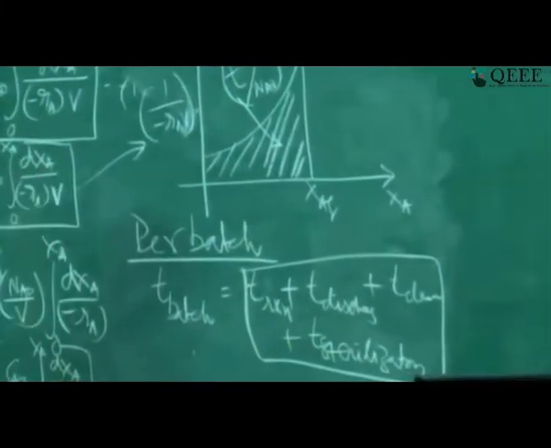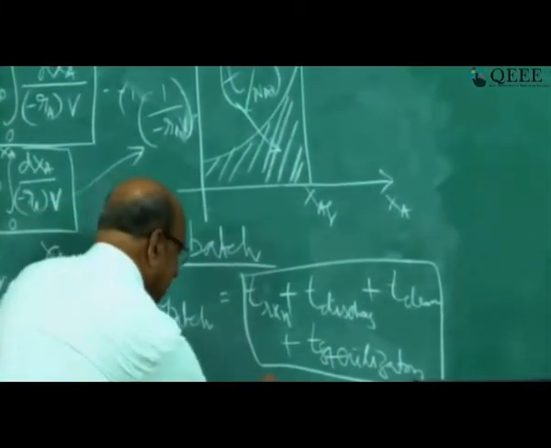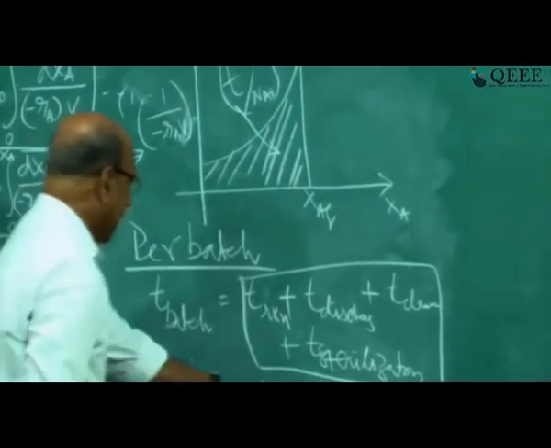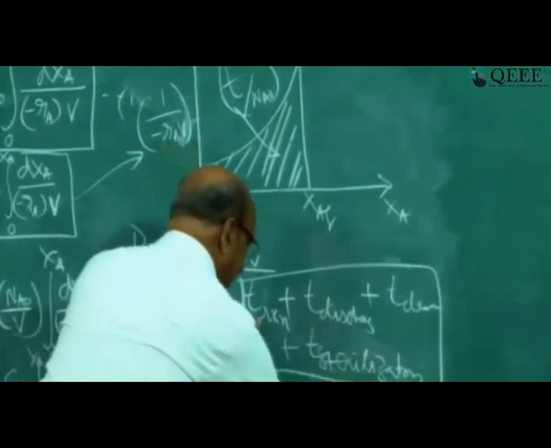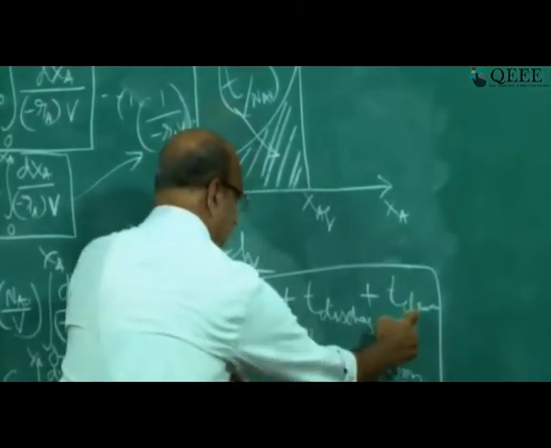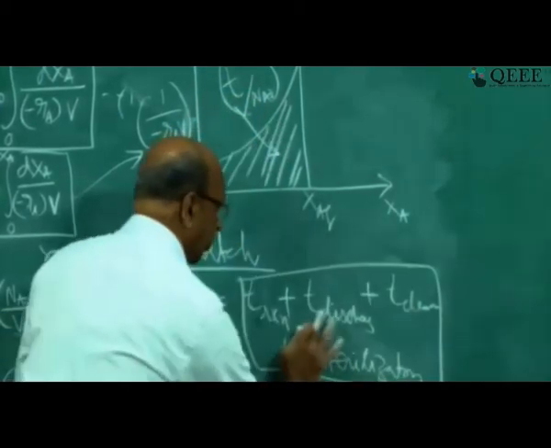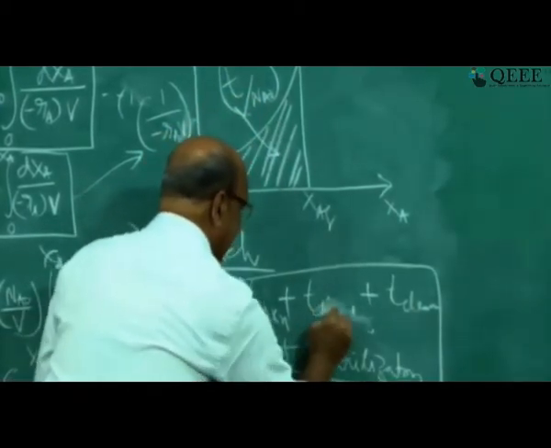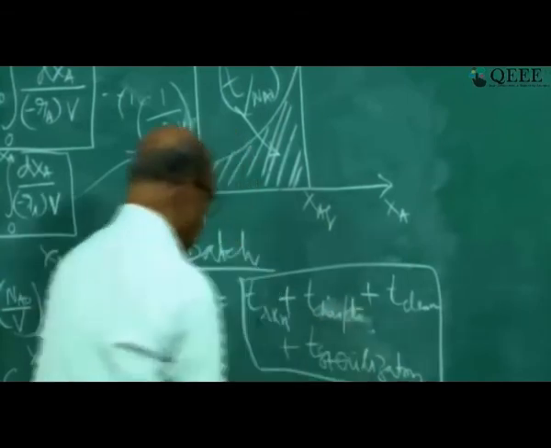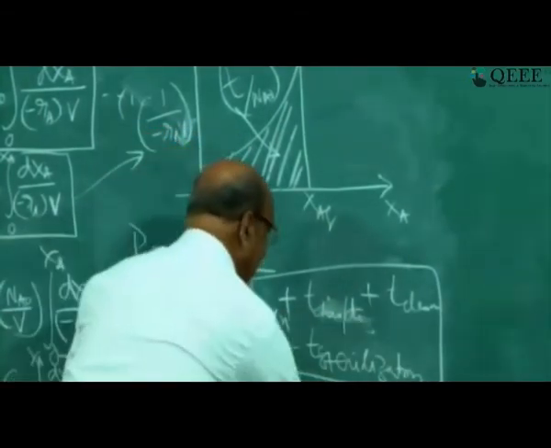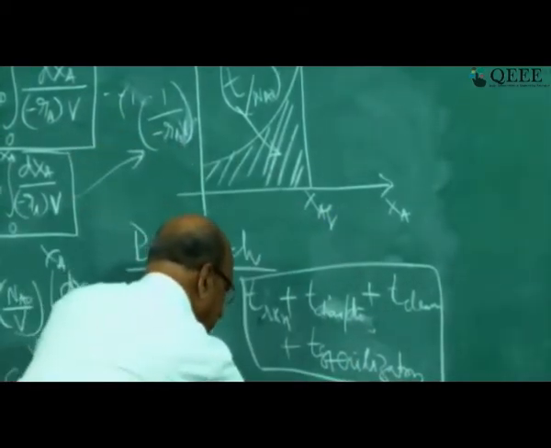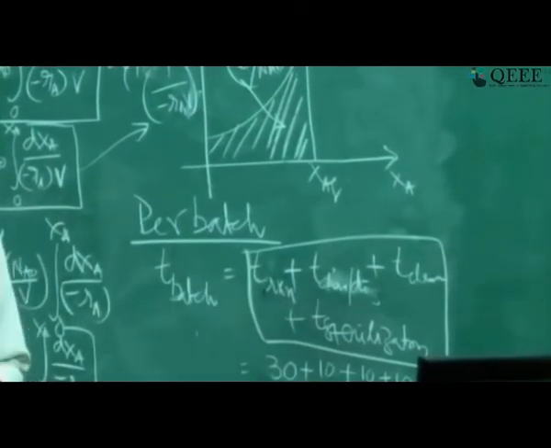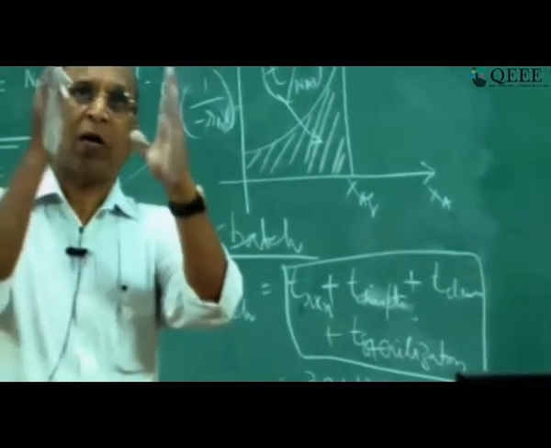To give you an idea, let us say that this is 30 minutes. This is 30 minutes reaction time, 10 minutes for charging, discharging both, 10 minutes for cleaning, and 10 minutes for sterilization. So totally it is 60 minutes or 1 hour. So you can make one batch in 1 hour time.